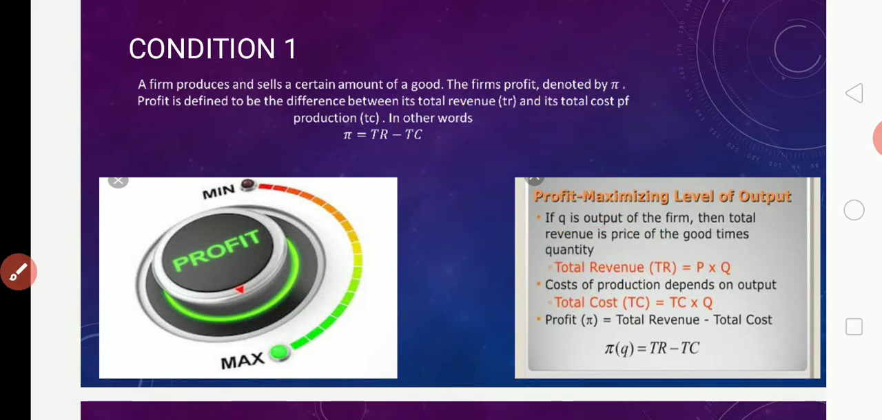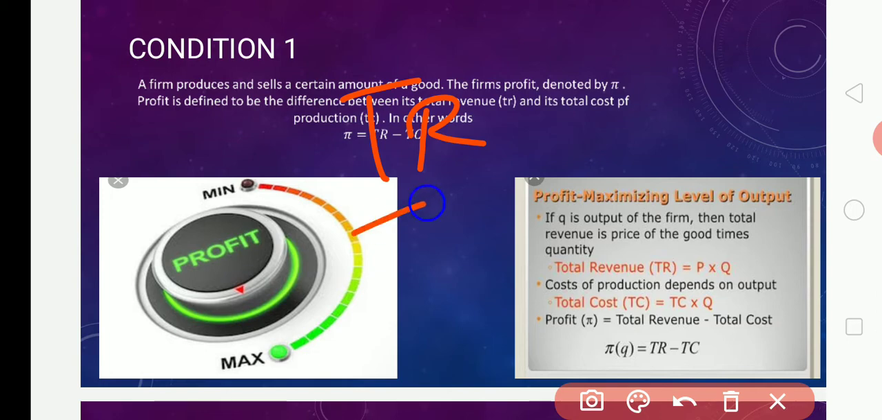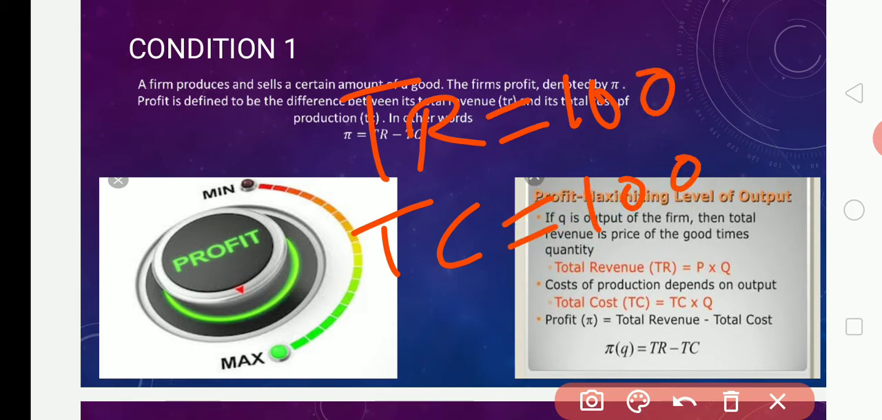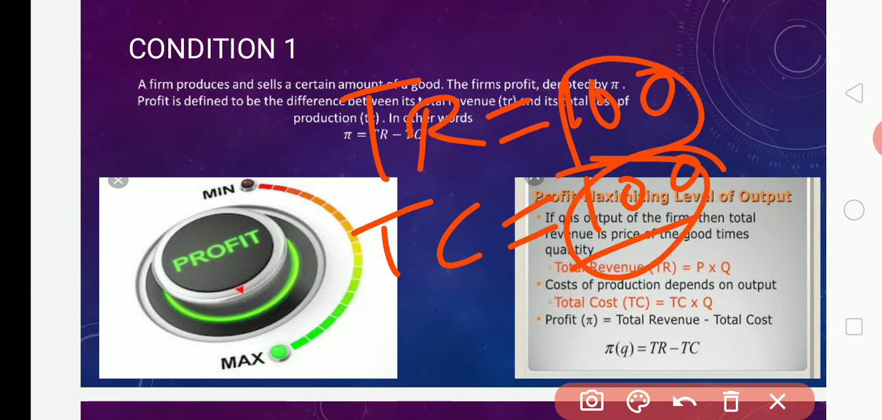One more situation I'll tell you. Suppose the total revenue of the firm is 100 and the total cost of the firm is 100. That means both the expenditure and the income received by the firm are equal. That means it will be a situation of normal profit, where total revenue and total cost are equal.